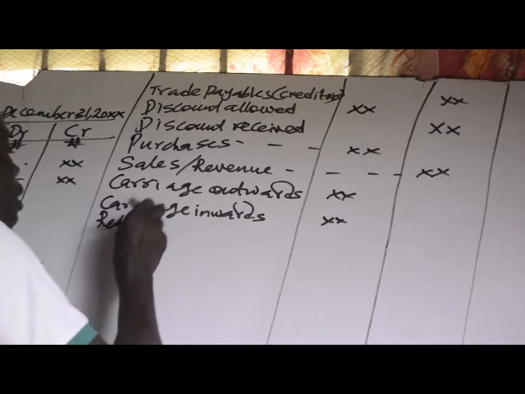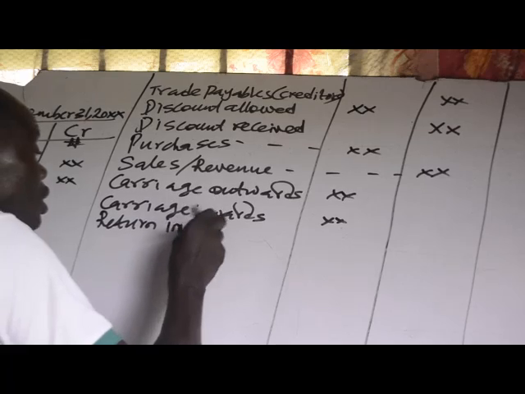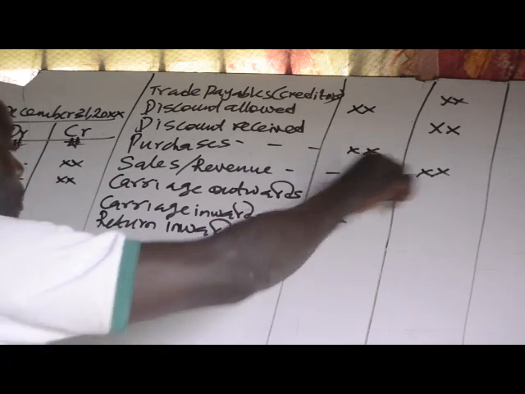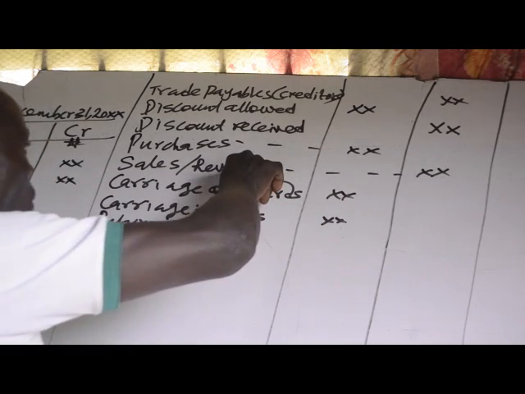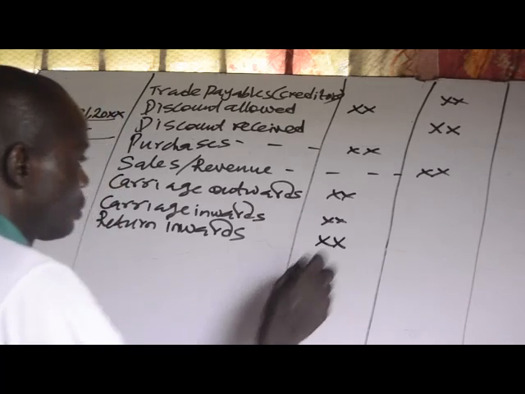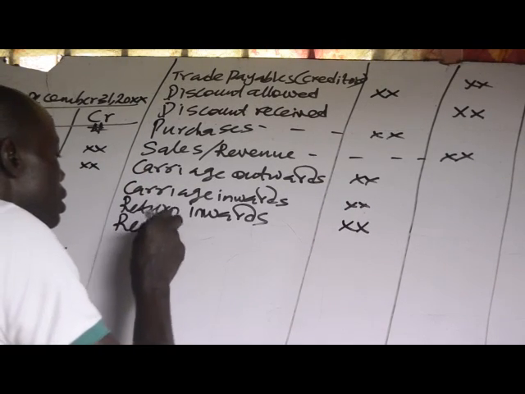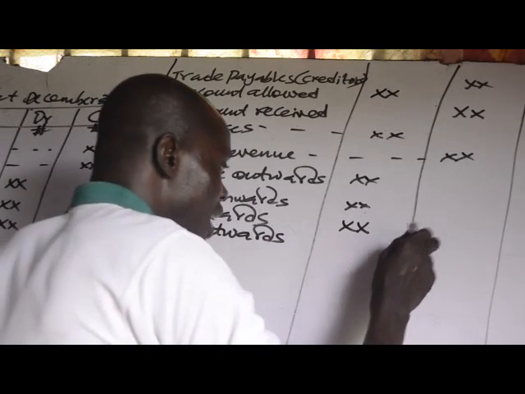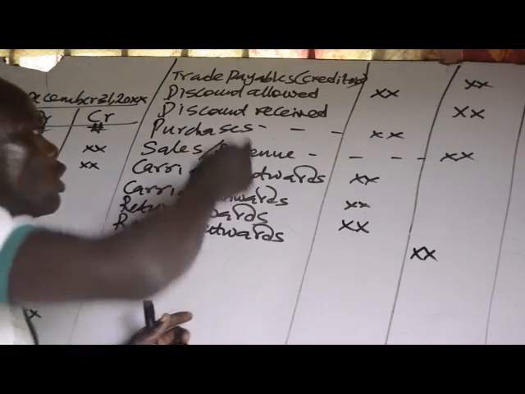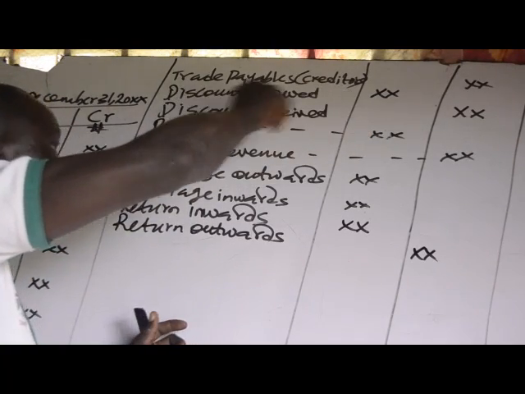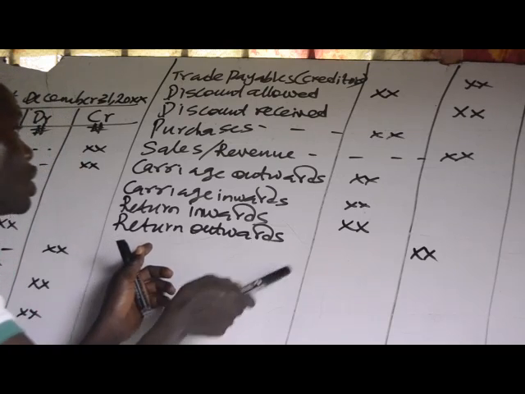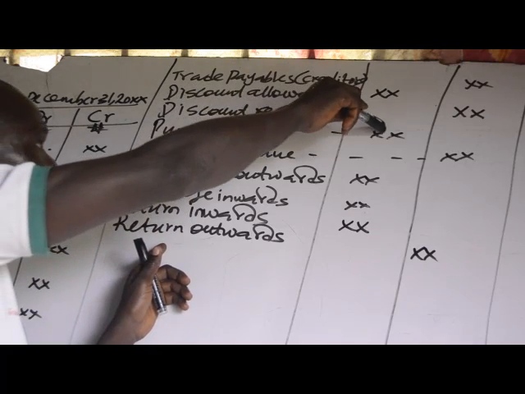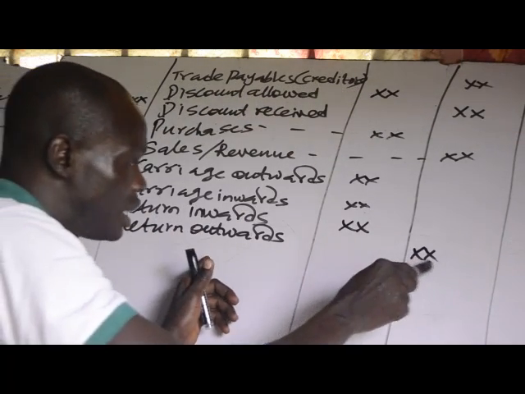Return inwards. This is from your sales. Remember, you are crediting your sales. When customers return part of the goods you have sold to them, you will debit your return inwards. Return outwards should be credited. When you return part of the goods purchased to the suppliers, remember, purchases is taking a debit entry, and when you return part of the goods you have bought to the suppliers, that will lead to a reduction in purchases. That is why your return outwards should be credited.